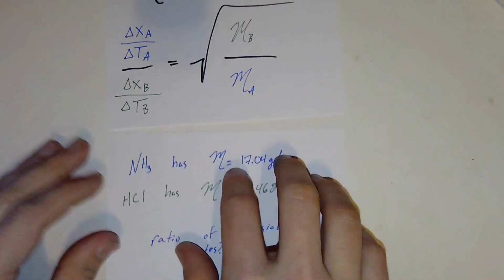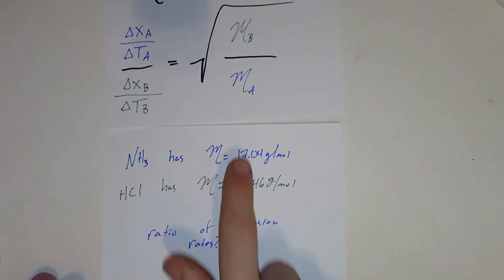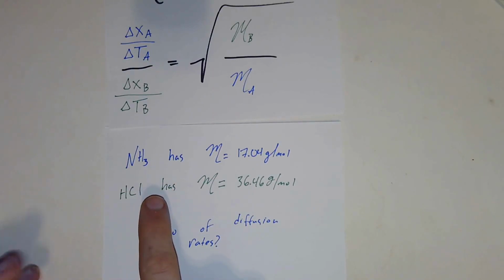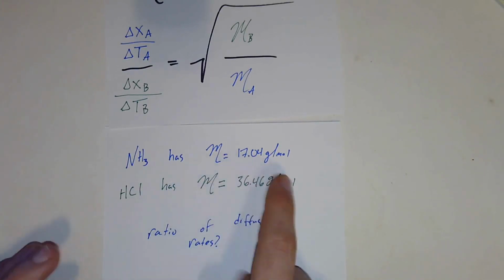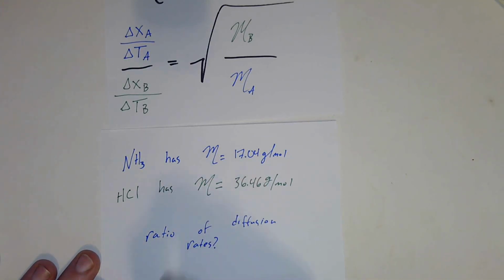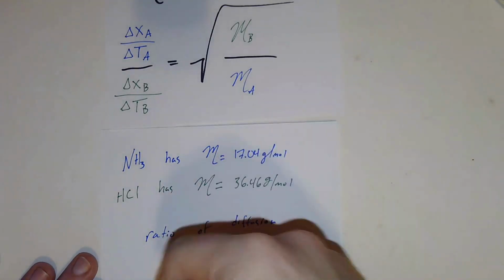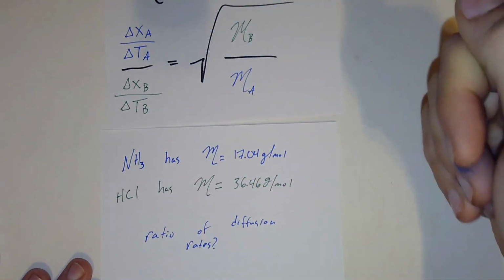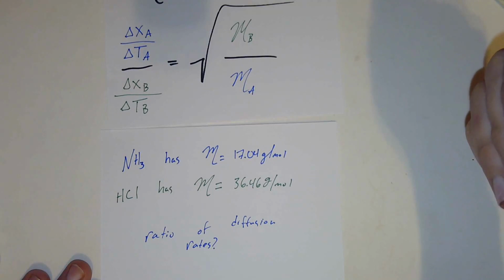We know that ammonia has this molar mass, and that hydrochloric acid, or really hydrogen chloride, the gas that it's going to make, has this molar mass. So if we know that the lighter gas effuses faster, has a faster rate, then which chemical has to be going farther in this particular reaction?